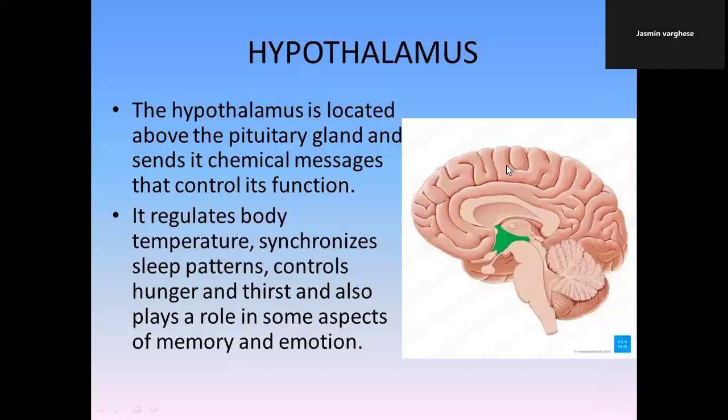Now, the next portion of the brain is the hypothalamus. The hypothalamus is located above the pituitary gland and sends its chemical messages that control its function. It regulates the body's temperature, synchronizes sleep patterns, controls hunger and thirst, and also plays a vital role in some aspects of memory and emotion. So near the pituitary gland, you can see the hypothalamus.